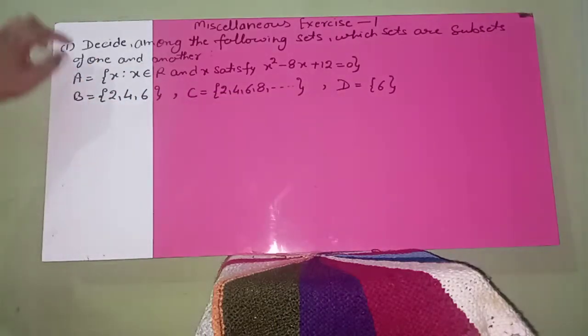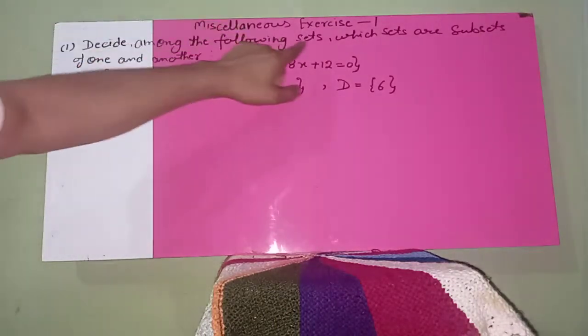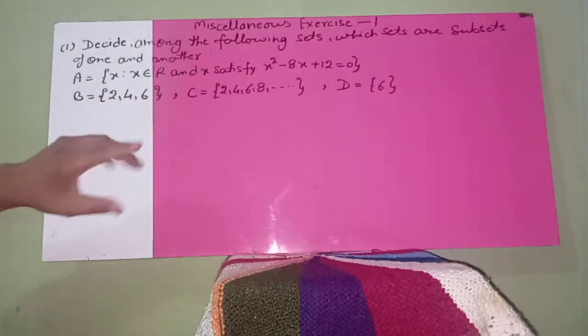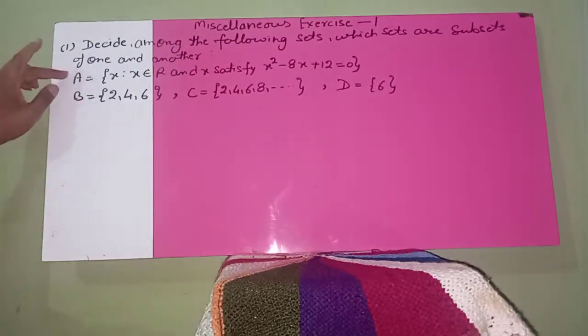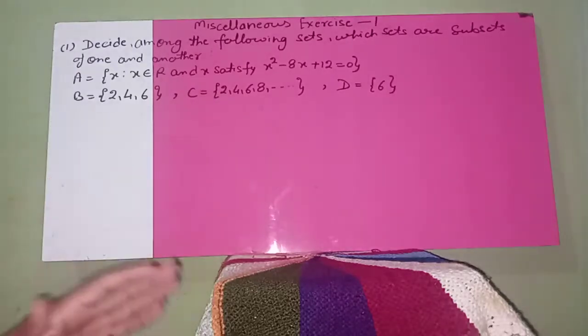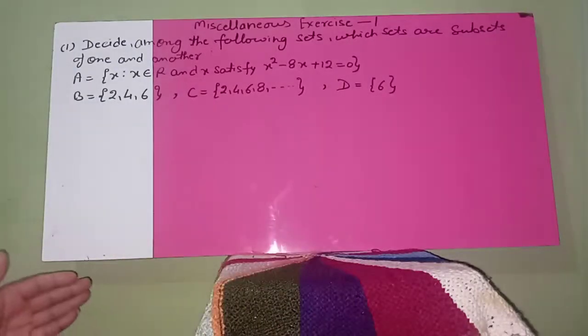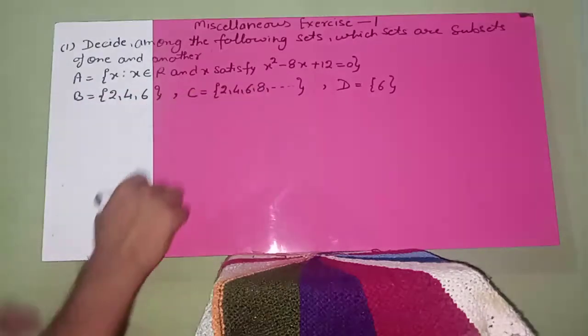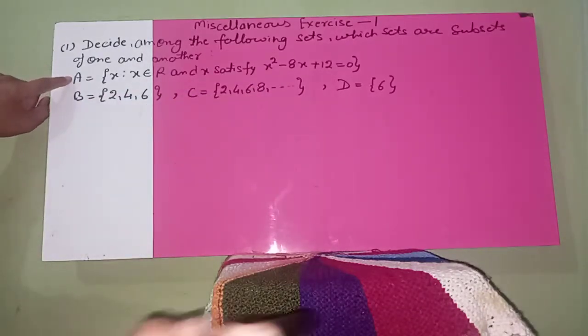Okay, आपने यहाँ पे क्या करना है, decide among the following sets which sets are subsets of one another. ओके सो आपने ये बताना है कि जो फोर सेट्स हैं उन फोर सेट्स में कौन सा सेट किस सेट का क्या है, सबसेट है. Okay, so in the four sets A, B, C, D, set A is in the set builder form.